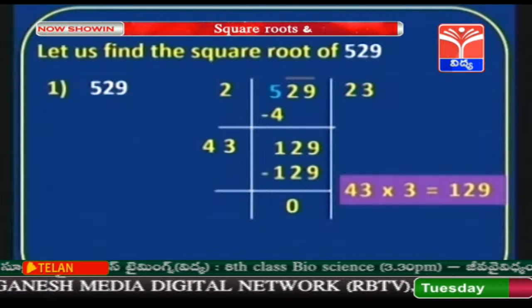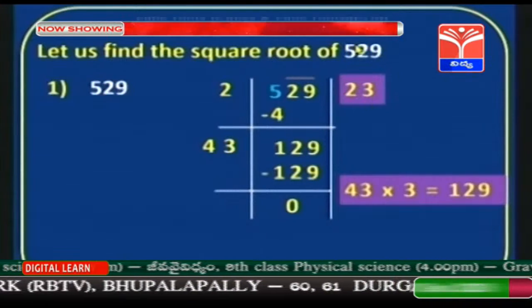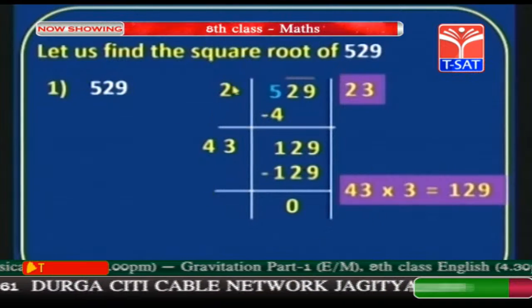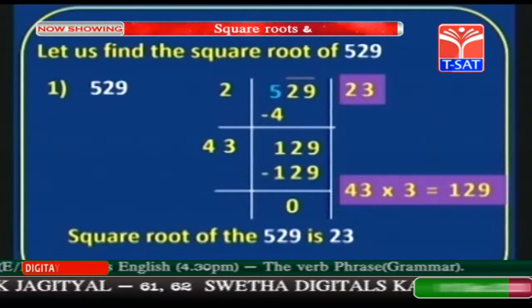Yes. Now, we got the answer here. So, this 23 is the square root of 529. Like this you have to find the square root using the division method. So, what is the square root of 529? Yes, it is 23.